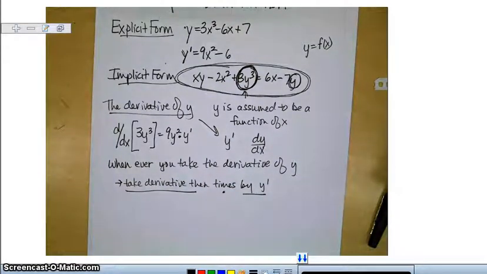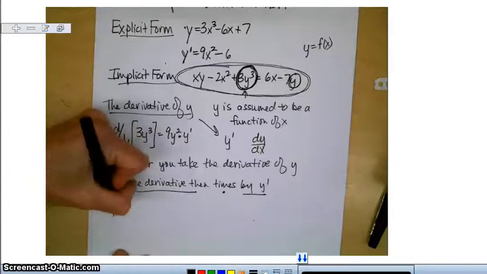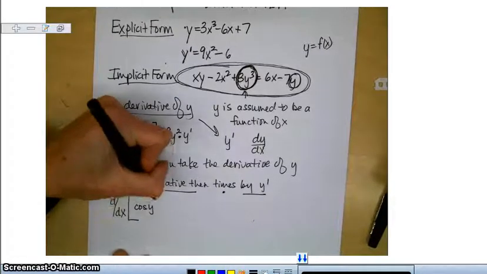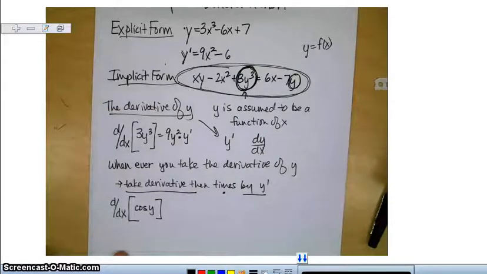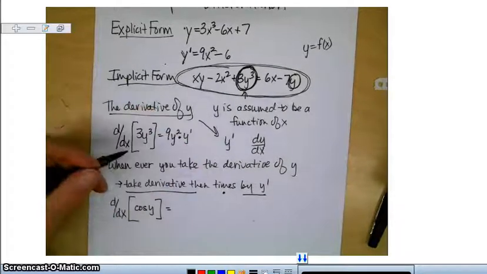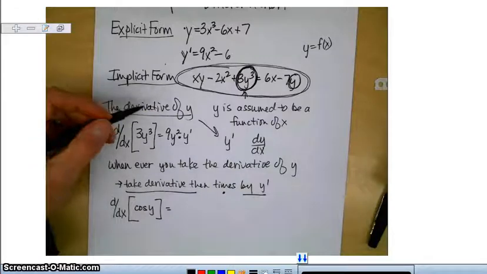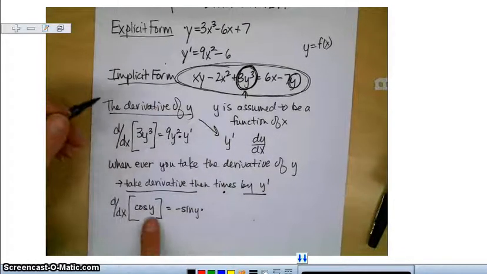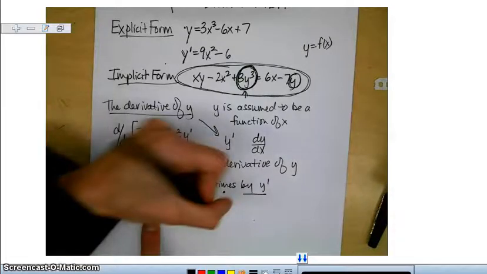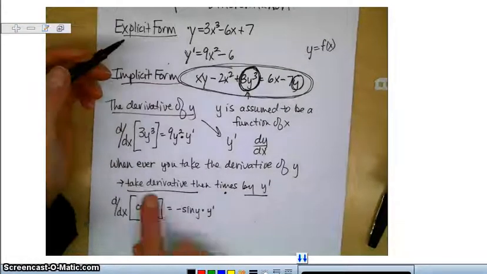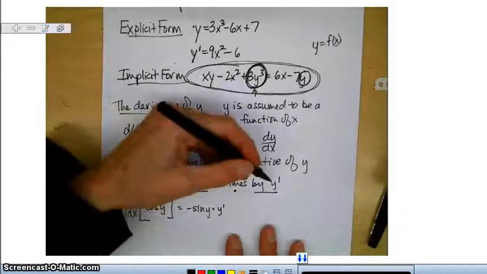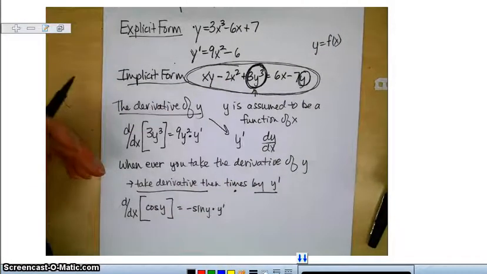So if I wanted to find the derivative in terms of x of the cosine of y, well, what's the derivative of the cosine of something? Negative sine of y times the derivative of y, which is y prime. Take the derivative, then multiply by the derivative of y, which is y prime.